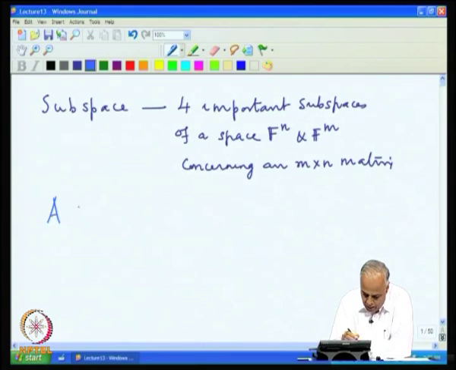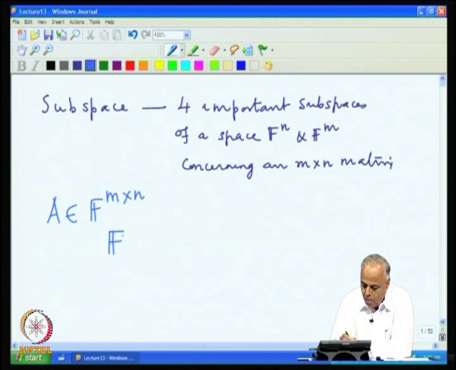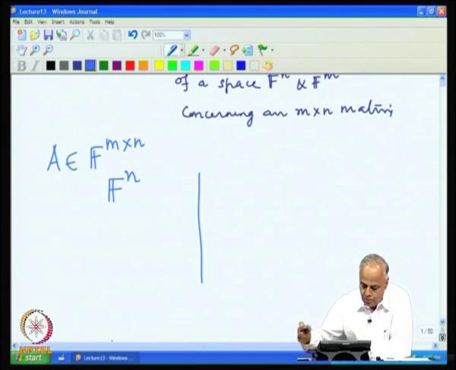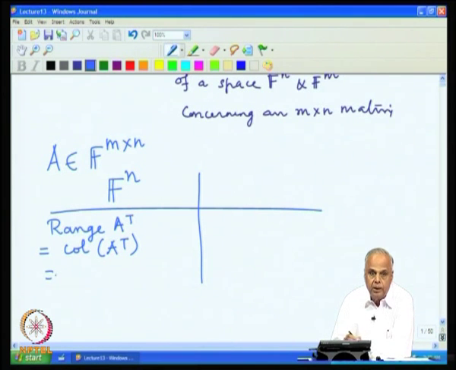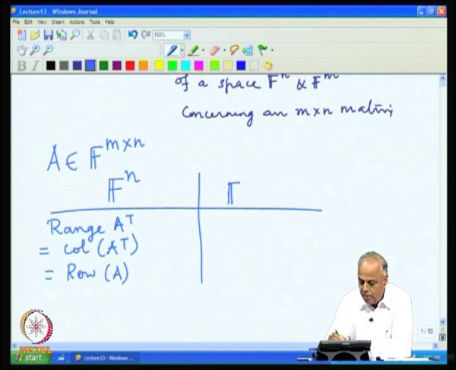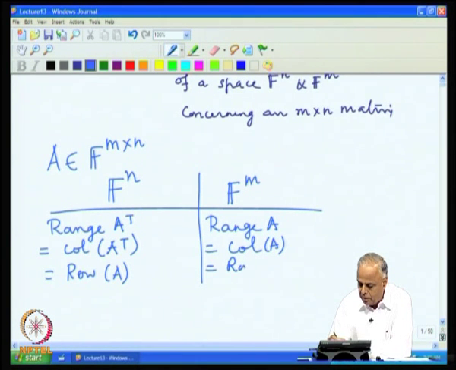If A is an m by n matrix, then on the n component side we had 2 subspaces, namely the range of A transpose, which was the same as the column space of A transpose, which is the same as the row space of A, because the columns of A transpose are the same as the rows of A. On the other hand, on the F^m side we had the range of A, which is the same as the column space of A and which is the same as the row space of A transpose.